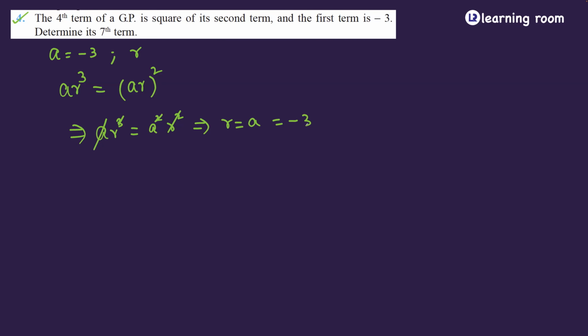If that is the case, can you find the seventh term? The seventh term is going to be A into R power 6. A is -3, into R power 6, which is (-3) to the power 6, so it will become 3 power 6. So -3 into 3 power 6 is going to be -3 power 7. This is the answer. So this is going to be the seventh term. Right? Have a look at the book and check if the book answers match ours.